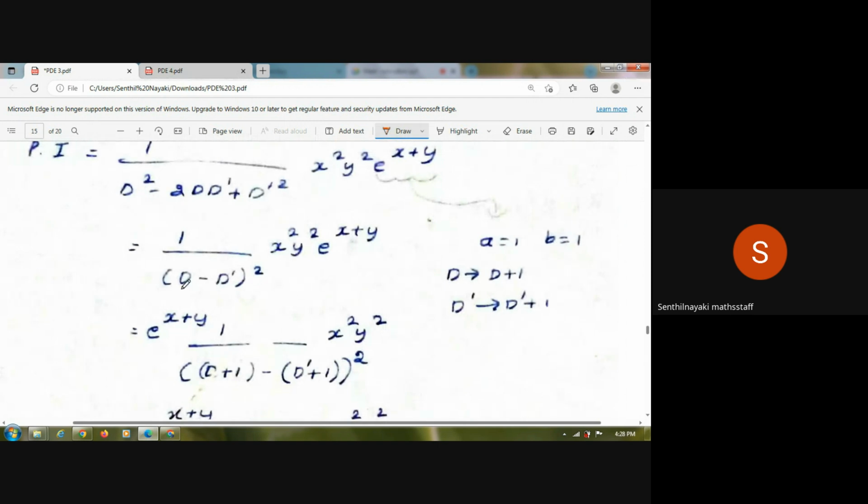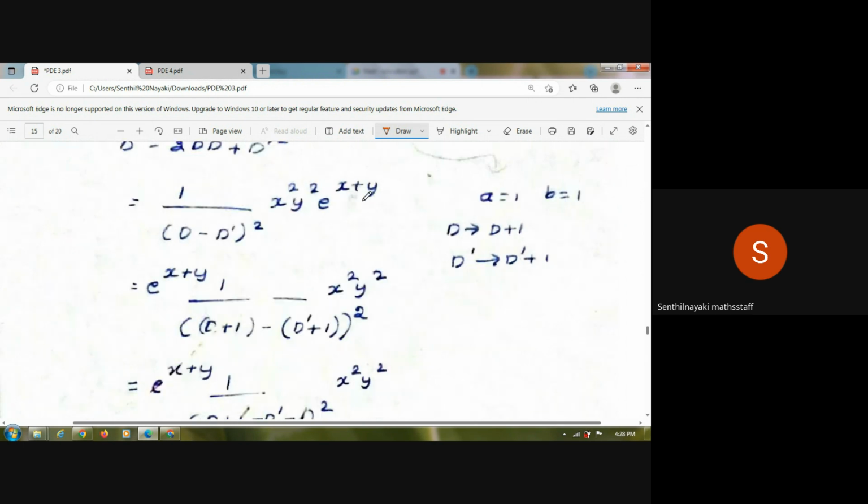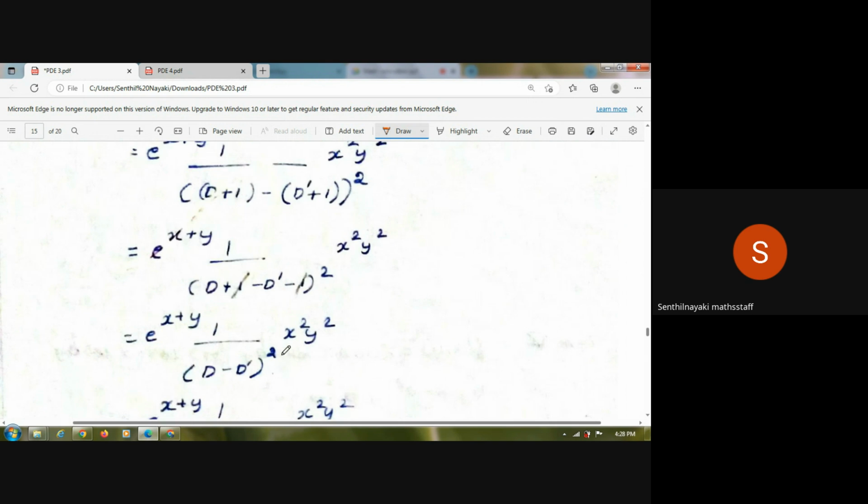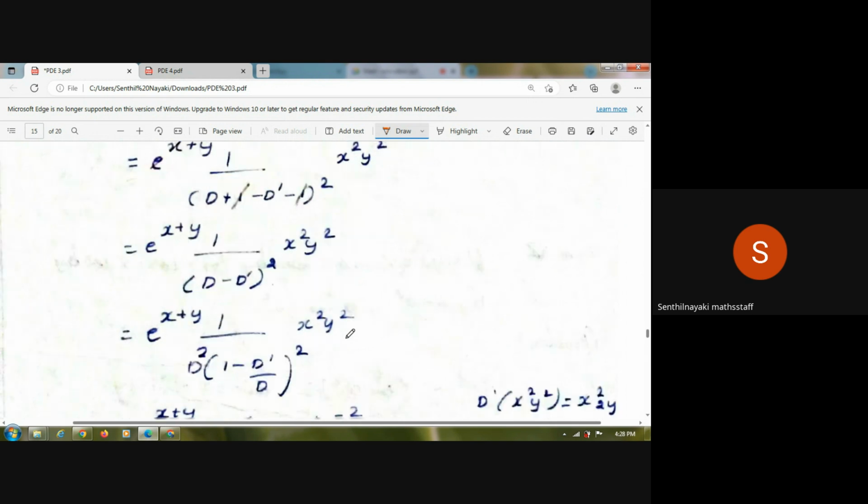So this term can be written as (D minus D') the whole square. So for finding the particular integral for the exponential case, the a value and b value are both equal to 1. So D is replaced by D plus 1, D' is replaced by D' plus 1. So 1 minus 1 get cancelled. Finally we have D minus D', so (D minus D') the whole square into x square y square.